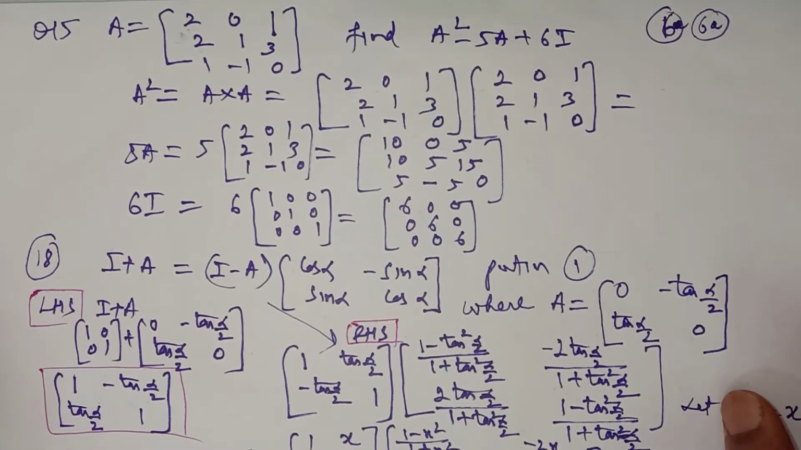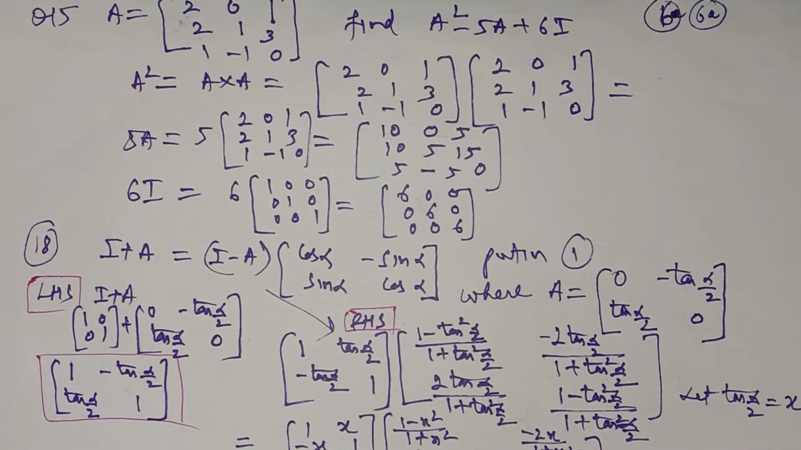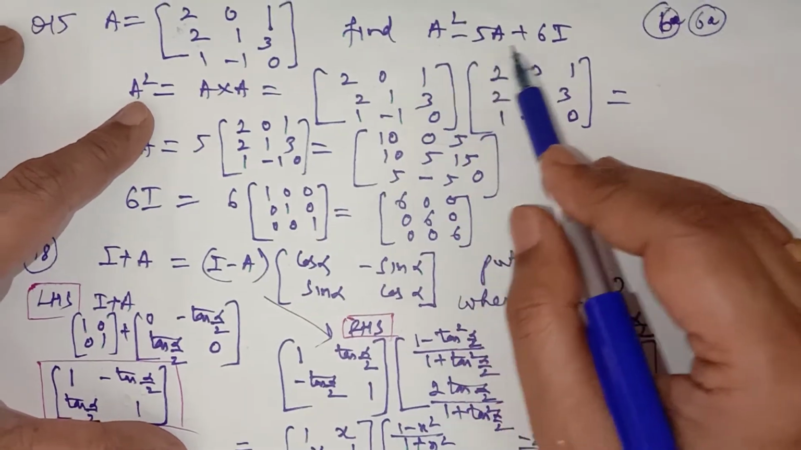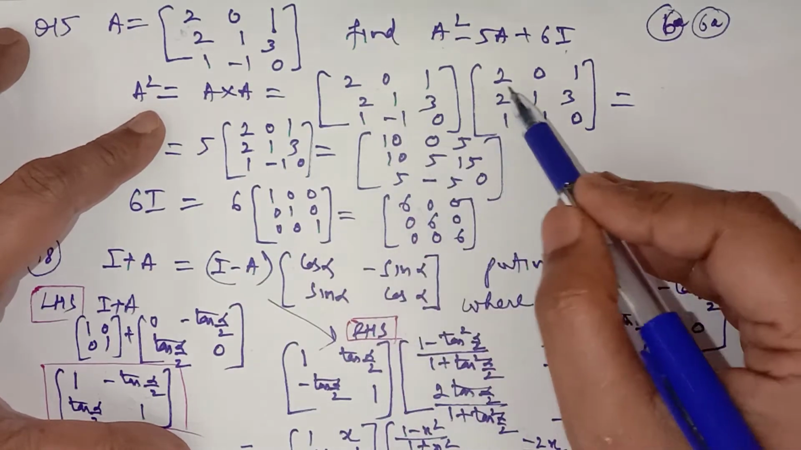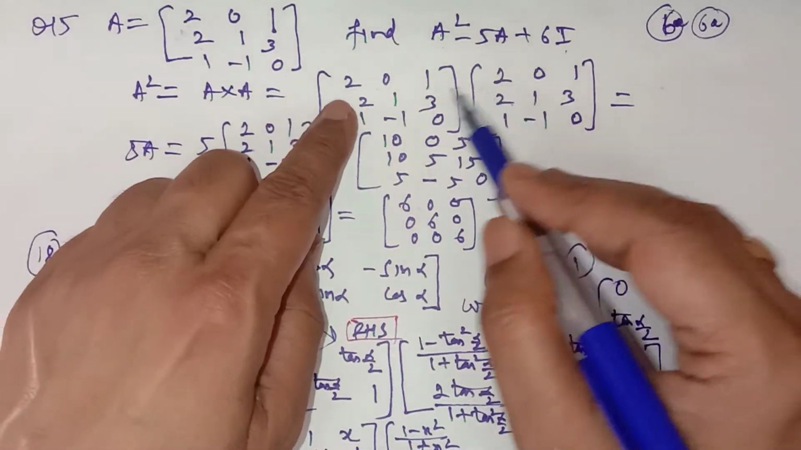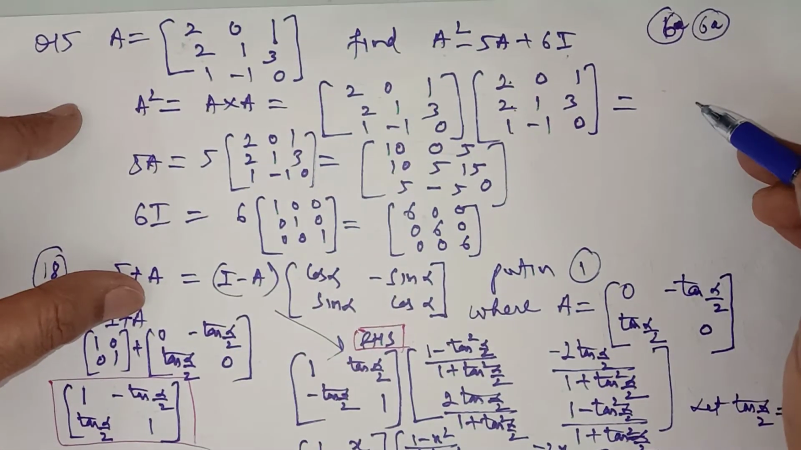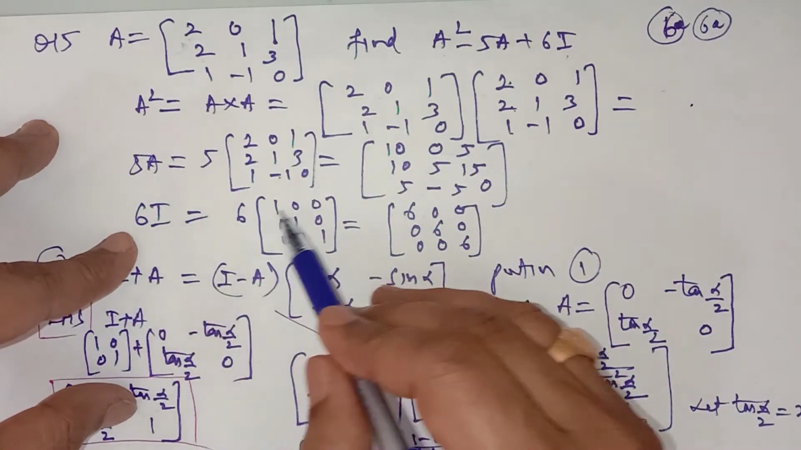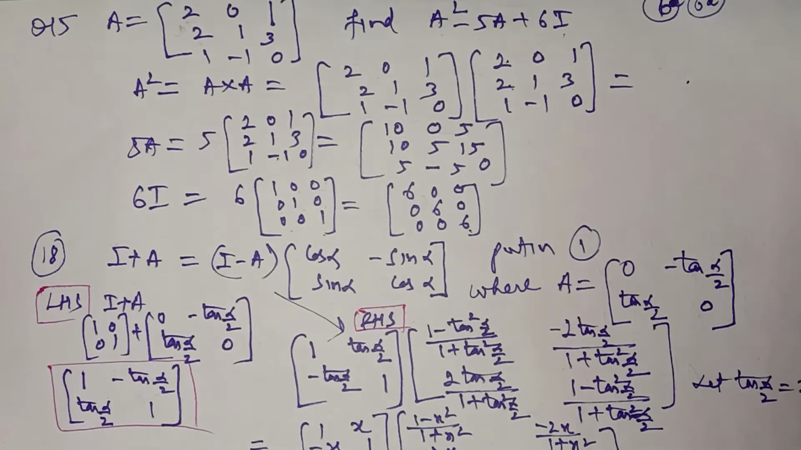Now in question number 15 of the previous exercise, it is given that matrix A is equal to this, and you have to find the value of A square minus 5A plus 6I. A square you know, it is A into A, so you multiply matrix A by A, multiplying this matrix by this, so you'll get 2 into 2 plus 0 into 2 plus 1 into 1, and so on, and you'll get the matrix of A square. 5A, multiply this matrix by 5. 6 into I means 6 times 1 0 0, 0 1 0, 0 0 1. You'll get this value.